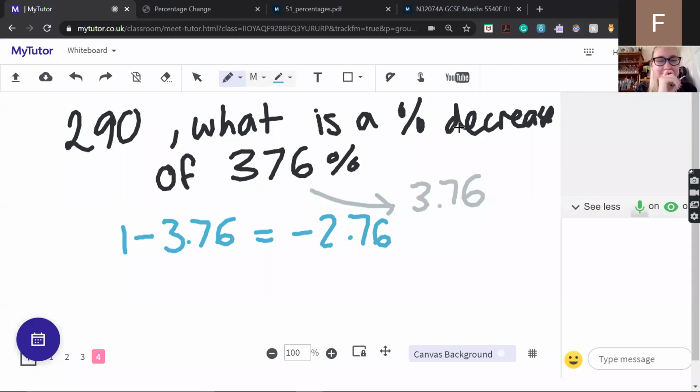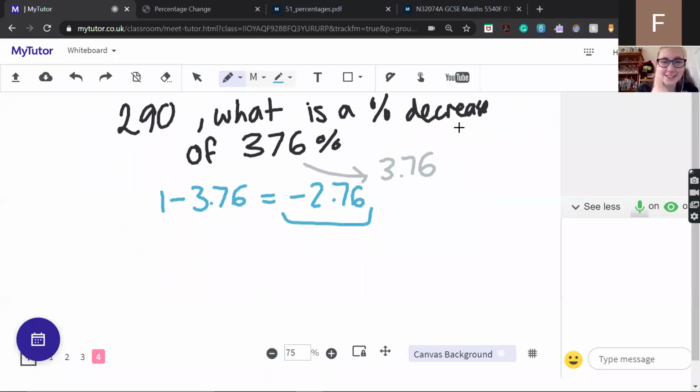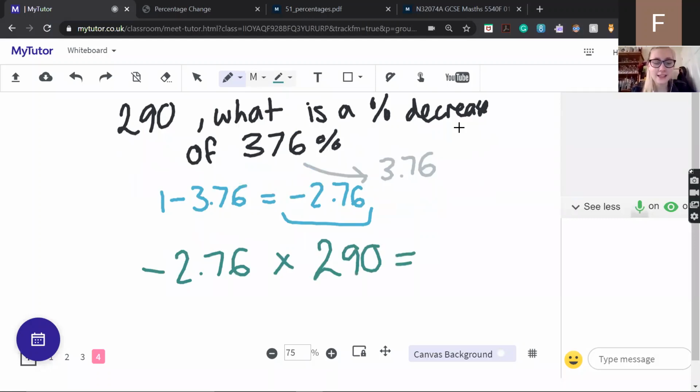Okay, so we take this as our multiplier for this question, and we just do what we normally do. We take our multiplier, we times it by our amount, and we'll get our solution, which is going to be 290 minus 800.4. Yeah, people are getting that. Cool, well done.